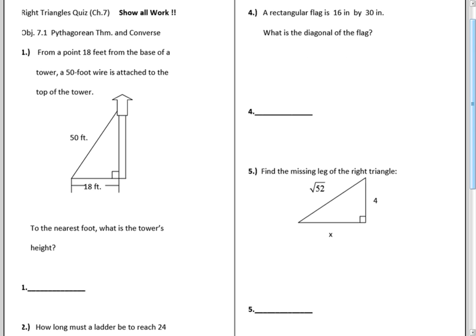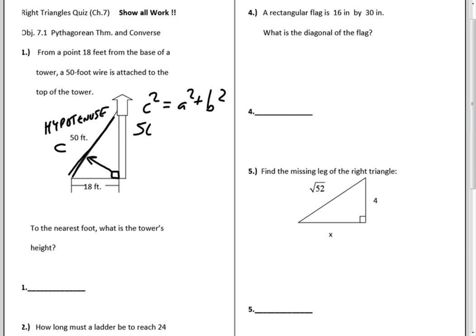For the first one, some of you are having trouble with what's in front of you. If you see the right angle there, what does that make the 50? Hypotenuse. What letter goes with the hypotenuse? C. So when I write c squared equals a squared plus b squared, the 50 has to go there.